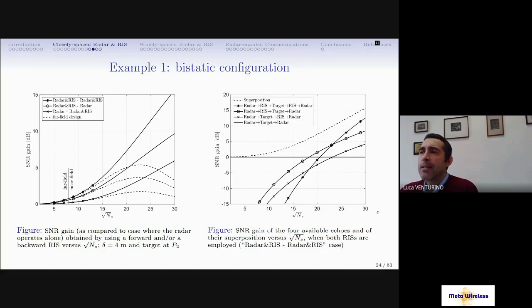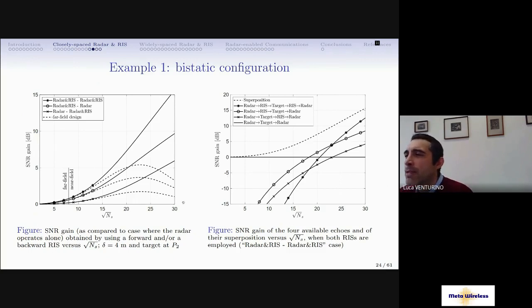The figure on the right also is specular to the one we saw before. So we consider the case where the RIS is placed at both the transmit and the receive side. And we show the relative strength of each one of the four paths going from the transmitter to the target to the radar, and the corresponding superposition.